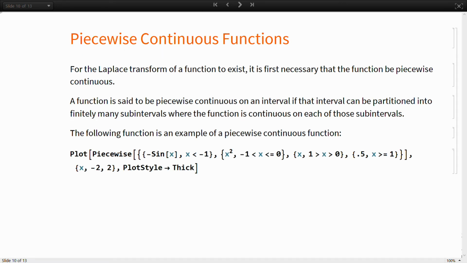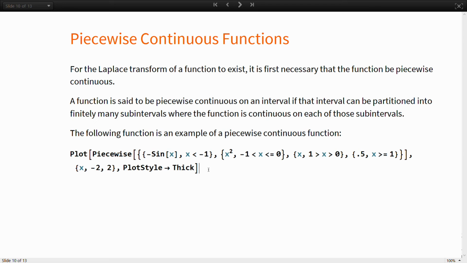For the Laplace transform of a function to exist, the function must satisfy a few properties. First, the function must be what is known as piecewise continuous. A function is said to be piecewise continuous on an interval if that interval can be partitioned into finitely many subintervals, where the function is continuous on each of those subintervals.